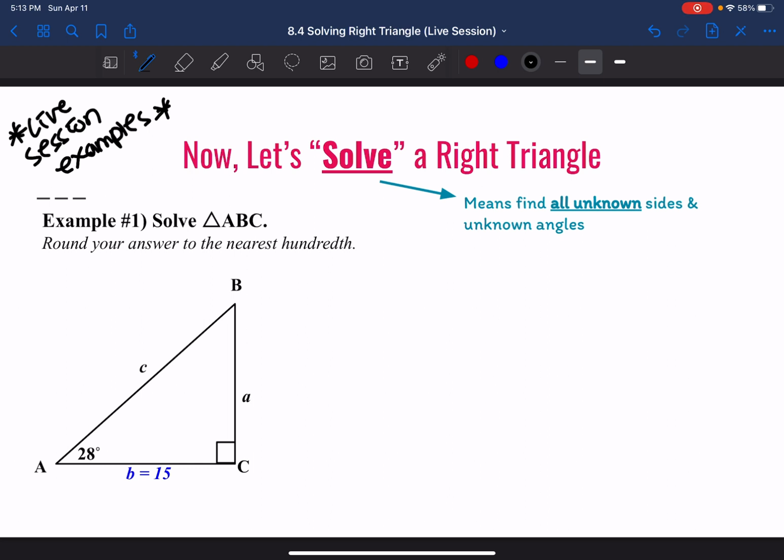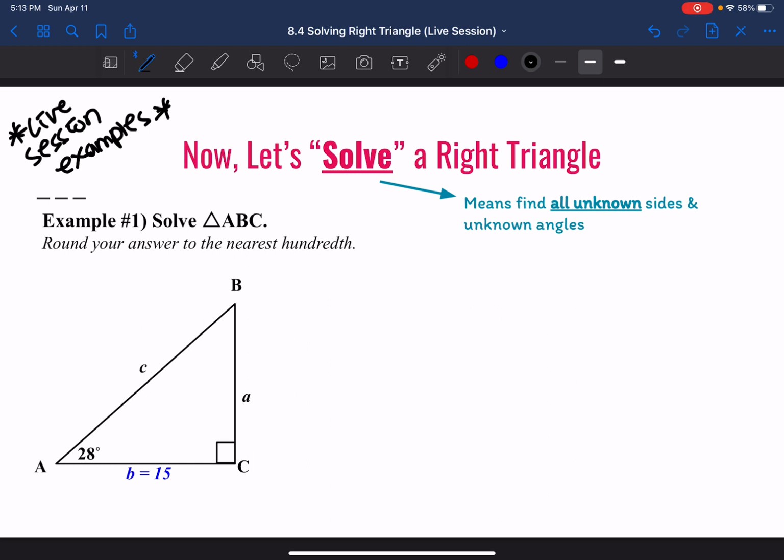Solve triangle ABC. Whenever the question says solve a right triangle, it means find all the unknown sides and unknown angles. If you remember last week, we were finding just one missing side or one missing angle, right? But whenever we are solving a right triangle, we have to find all the unknown parts. It can be 2 angles, 2 sides, whatever. So let's look at example number 1.